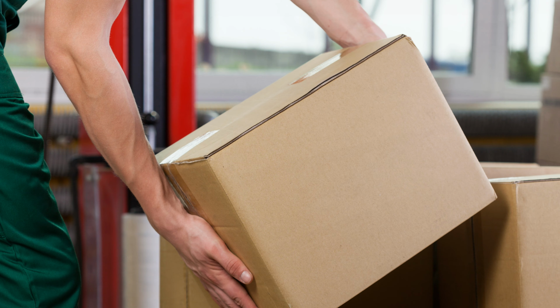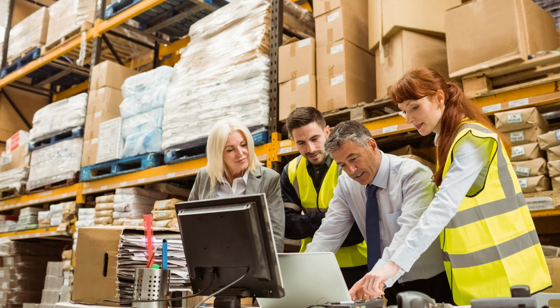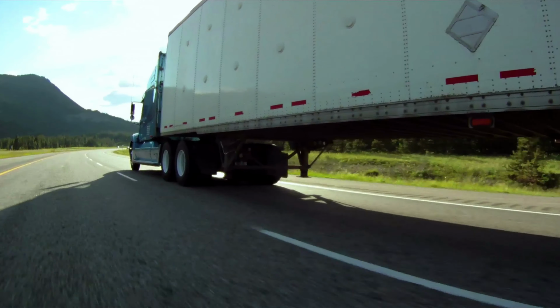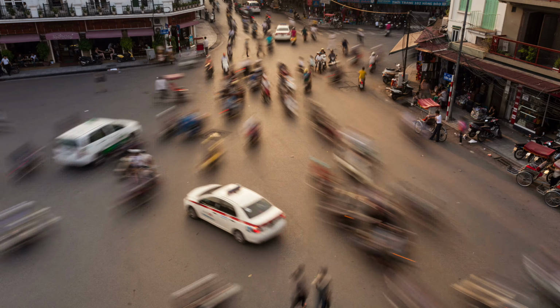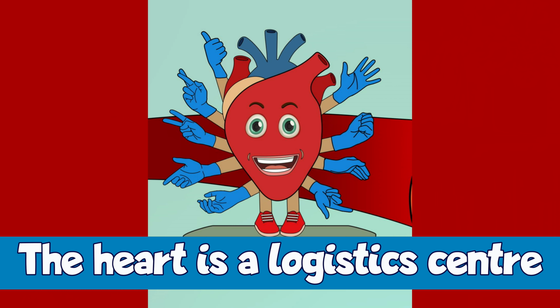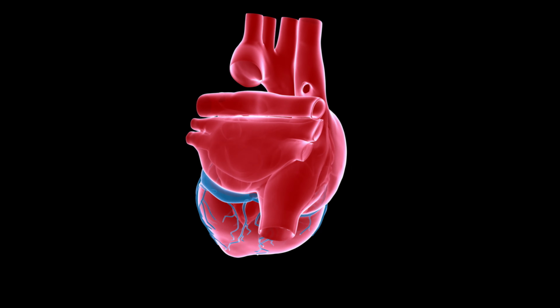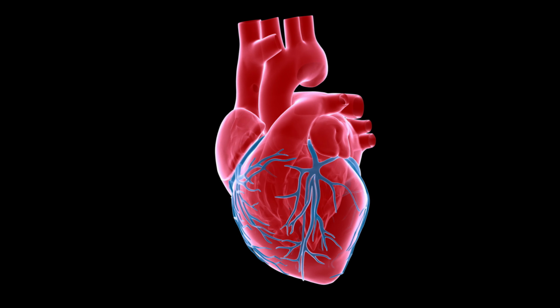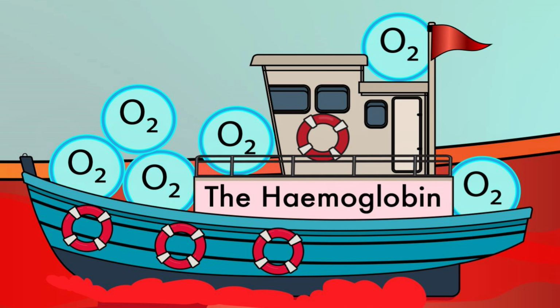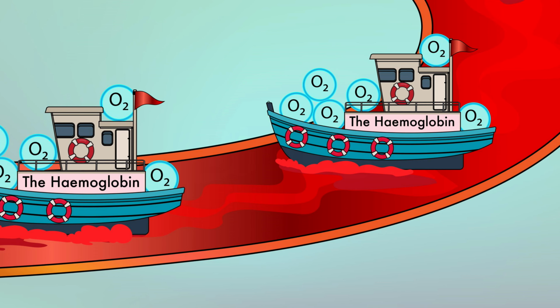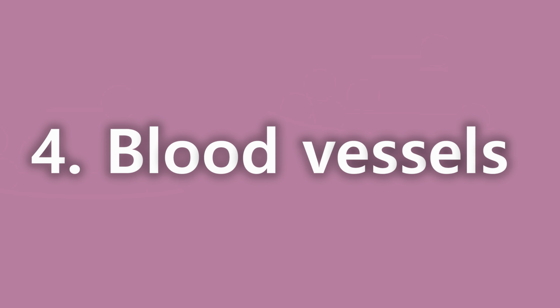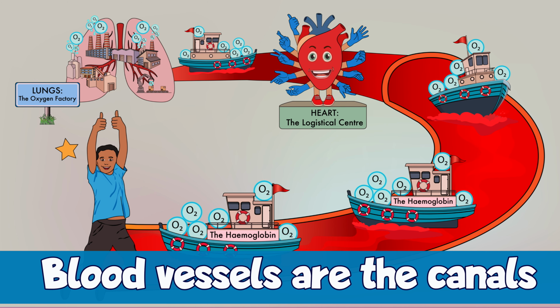A logistics center has to collect the soap, organize it, decide where it's going, and dispatch it to its destination. A transport system has to distribute the soap using trucks or trains or ships, following a route to get where it needs to be. The body is exactly the same. The heart is a logistics center, accumulating the latest batch of oxygen produced by the lungs, and then pumping it in various directions, controlling at all times how much, how fast, and where it is going. Oxygen molecules have to be loaded onto ships, and we call these hemoglobin molecules. The ships, of course, need water to float on, and that's our blood. And the blood, in turn, is carried in canals or waterways that we know to be blood vessels.